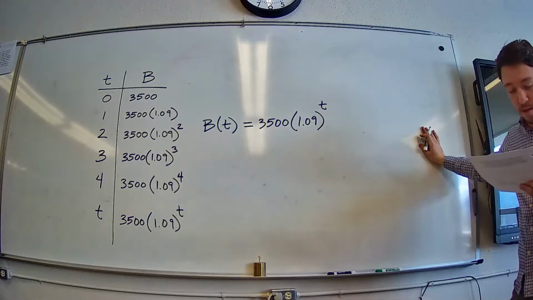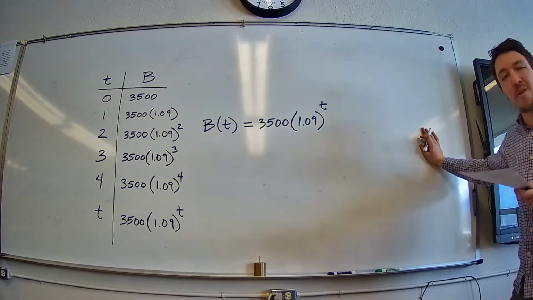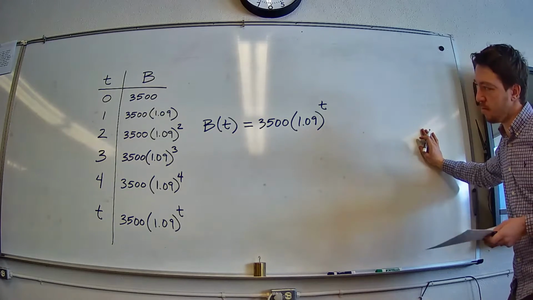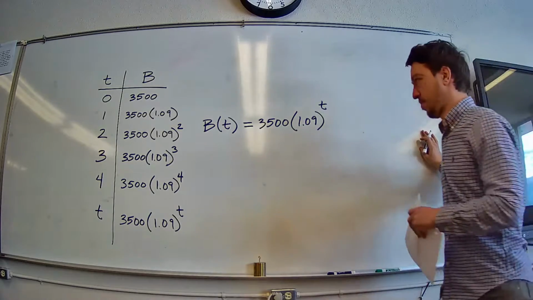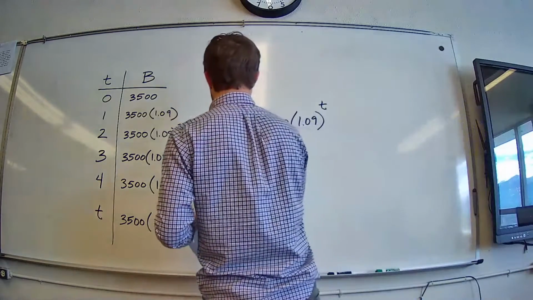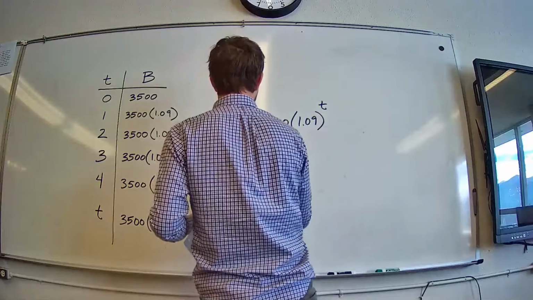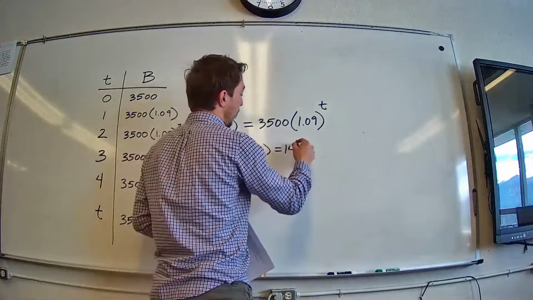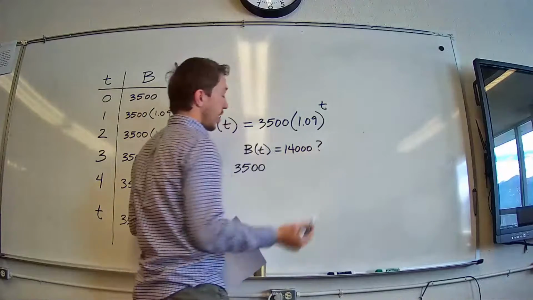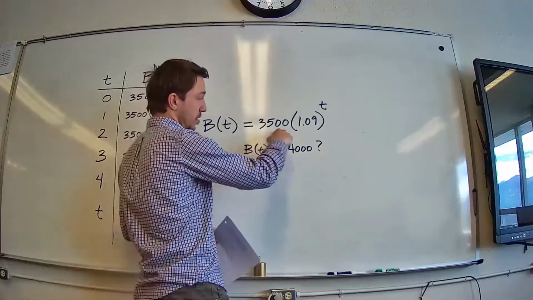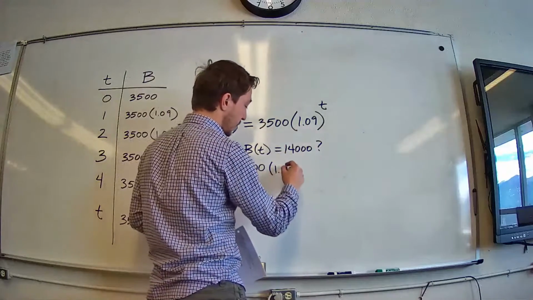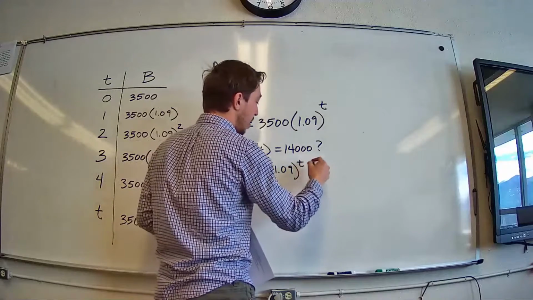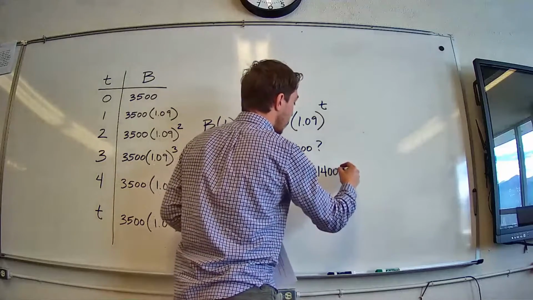Now, how long will it take her account to hit $14,000? The question we're asking is: when will the balance equal 14,000? That's a question you can ask, right? So write this formula, which is our formula for her account balance, and set it equal to 14,000.